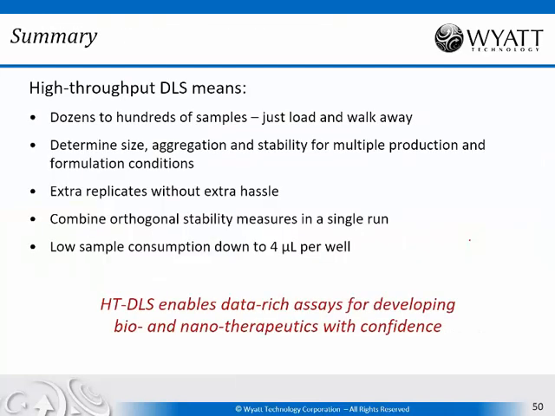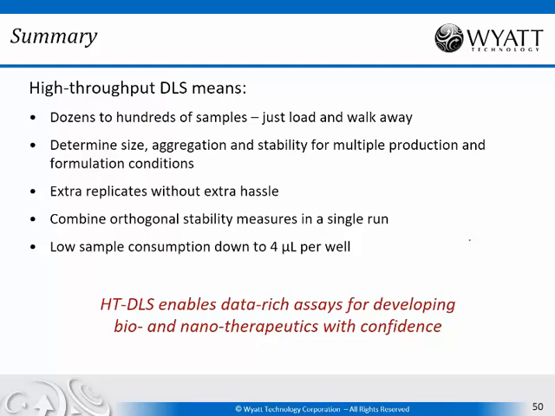And so to summarize, high-throughput dynamic light scattering. It means that you can measure dozens to hundreds of samples in a well plate, just load them up and walk away. You'll determine the size, aggregation, and various measures of stability and propensity for aggregation. For multiple production formulation conditions, you do that with extra replicates without extra hassle. Just load up replicates side by side and you'll get all of them at the same time. Load up your controls, all that information will be included.